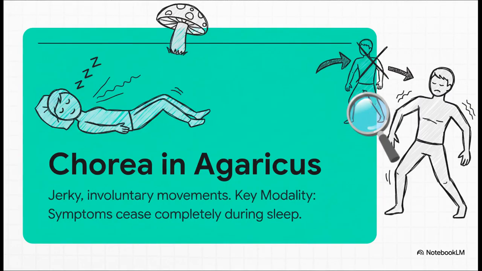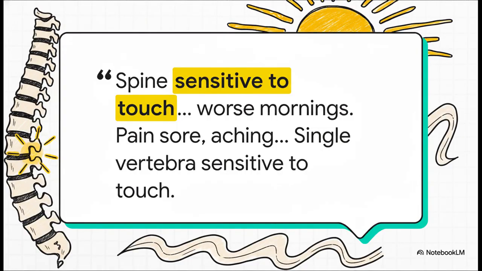Let's really focus on that key modality, the fact that these twitchy, jerky movements, what we call chorea, stop completely during sleep is the single most important defining characteristic of Agaricus. This is the detail that will let you pick it out from all the other remedies in an exam scenario. It's a game changer.